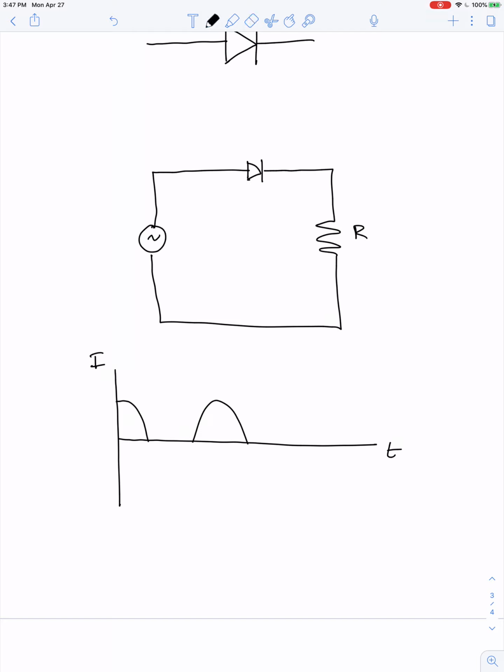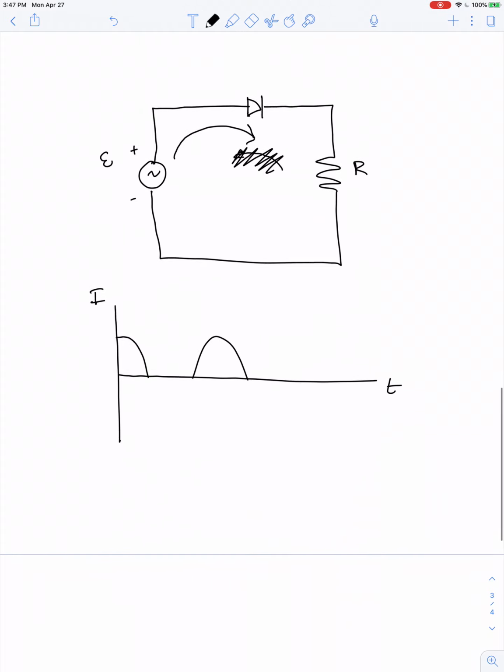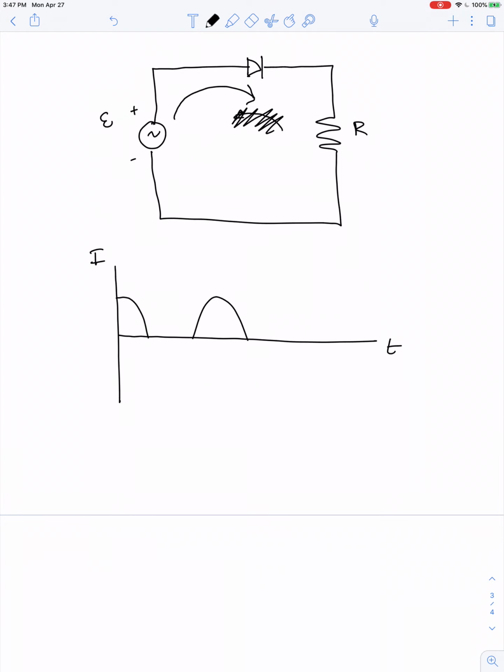So the diode allows the current to flow clockwise during the moments in time when the EMF from the generator is positive. But once the EMF of the generator goes negative and the current would come back counterclockwise, the diode blocks that current. So this would be a rectified circuit, and we can ask the question, what's the average current?